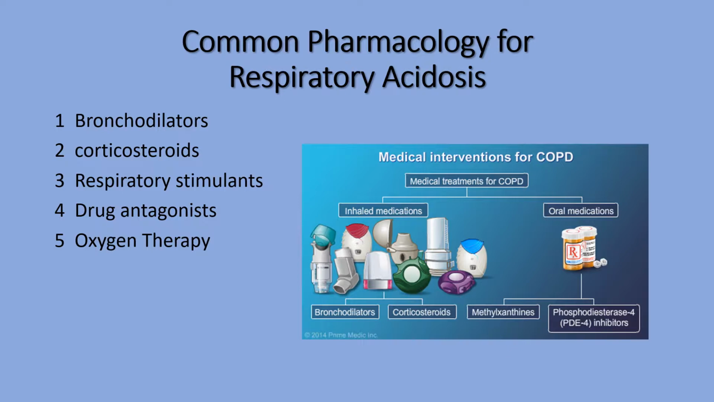These 5 points are the common drugs used to treat respiratory acidosis, and I'm going to break out 3 of these. We're going to talk about bronchodilators, we're going to talk about drug antagonists, and we're going to talk about oxygen therapy coming up in our presentation of pharmacology for respiratory acidosis.